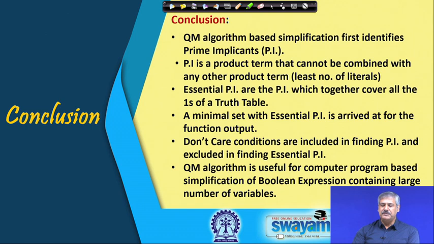To conclude, QM algorithm based simplification first identifies prime implicants. These are the product terms which cannot be combined with any other product term, so they represent the least number of literals. Essential prime implicants are the PIs which together cover all the ones of the truth table, and a minimal set with essential prime implicants is arrived at for getting the final function output. Do not care conditions are included in finding prime implicants, but excluded in finding essential prime implicants for incompletely specified truth tables having do not cares. This is useful for computer based simplification of a Boolean expression.